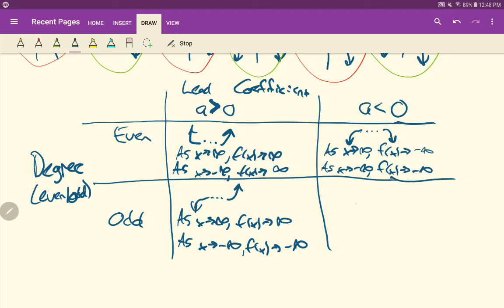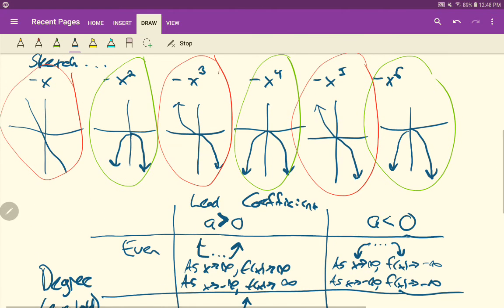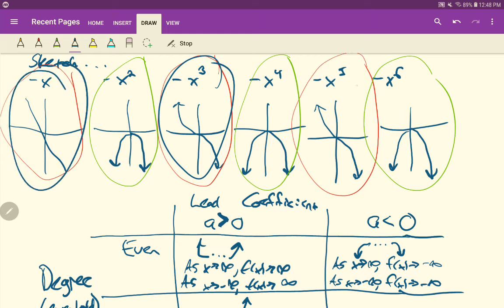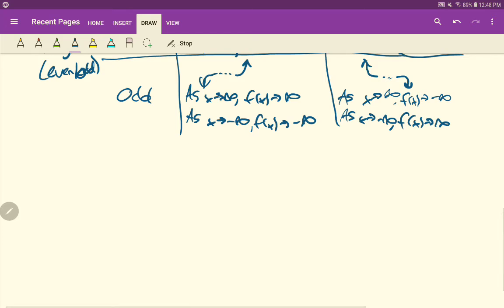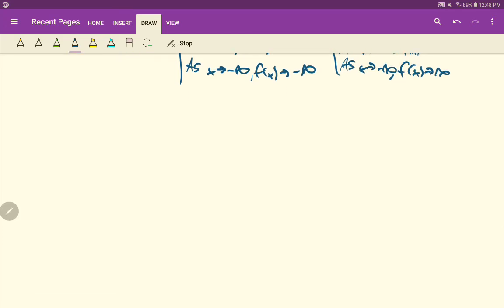All right. And then finally, for an odd degree negative lead coefficient, that's going to be these guys right here. Okay, so we'll just go down here. As x approaches infinity, f of x will approach negative infinity now. And as x approaches negative infinity, f of x will approach infinity. And so our end behavior is going to look something like this. Okay, so let's do some examples here then.